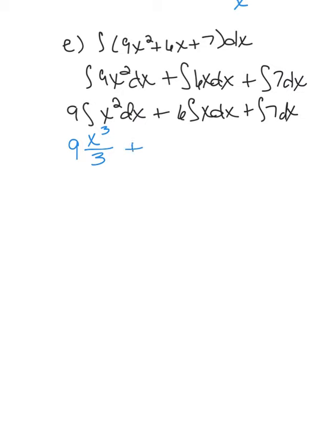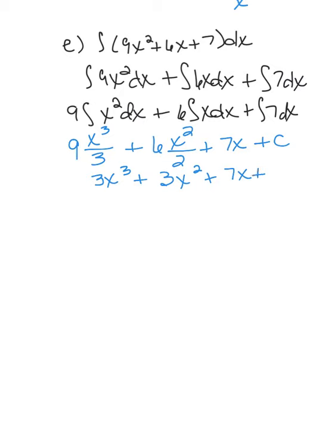Plus, on the second term, keep the coefficient. Our function is x, so we're going to add 1, make it x squared, put it over the new power. Plus, the antiderivative of 7 is 7x plus c. This simplifies in the first term to be 3x cubed. In the second term, 3x squared plus 7x plus c.